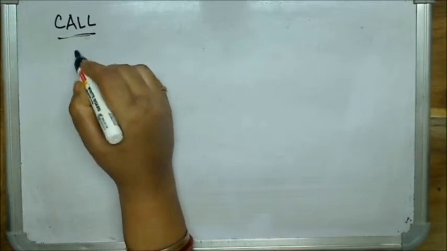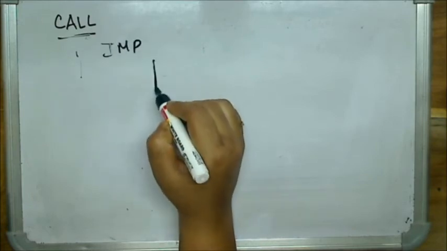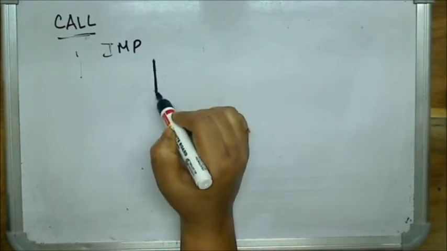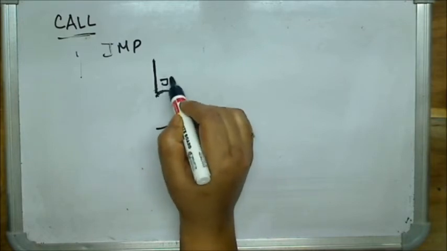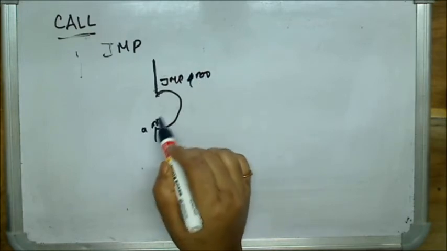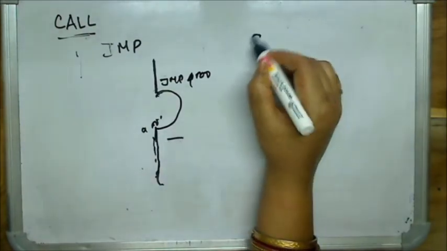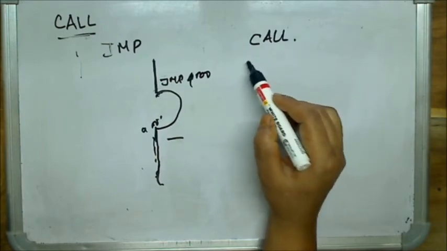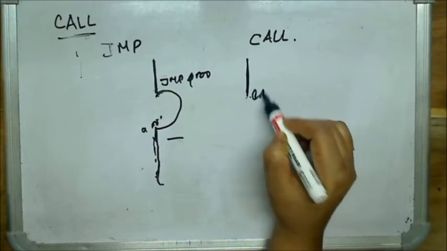Now you see jump. How does it function? You are performing a program, the program is executed, and suddenly you find a jump, and you go to that particular location. Suppose jump 1000 or 4000: you go to location 4000 and then continue with the next instruction. This is jump. Now, call: how does a call function? Suppose you are executing a program and you find CALL 2000.